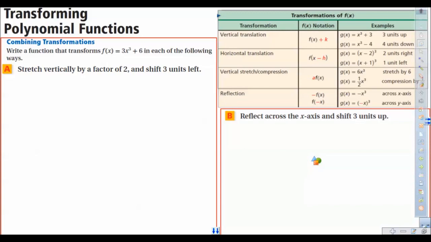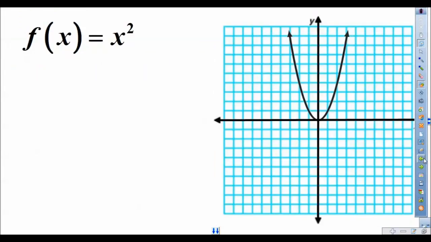I just want to talk to you guys about transforming polynomial functions. What we're going to be doing and what you're expected to do on this last lesson for the unit is be able to take an equation of a transformation and be able to transform it and write a new equation for it. Let's do a little bit of review before we get into the topic here.